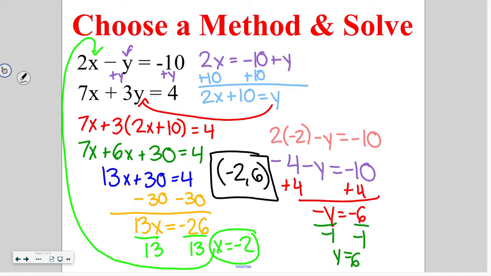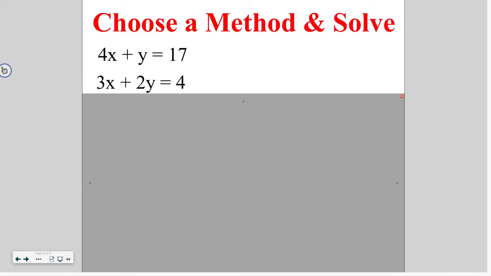So that's an example where substitution could be used because we could get our variable by itself. You also could have used elimination with multiplication if you wanted to multiply that top equation by 3 and match up your y's. Go ahead and try this one on your own using any method you would like.